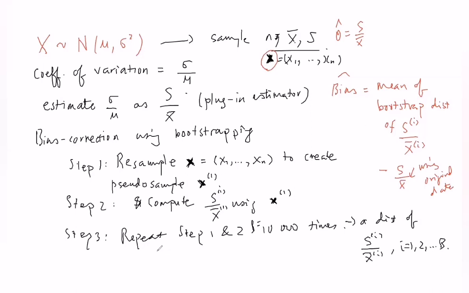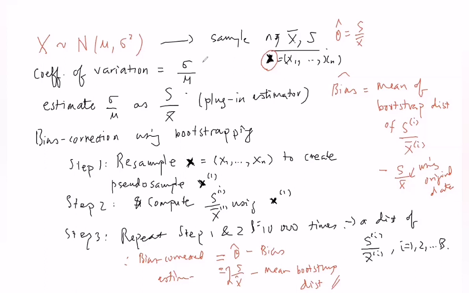All right, so therefore your bias corrected estimator is equal to theta hat minus bias, which is S over X bar minus this whole thing here. Since you have the same thing here twice, it's 2 times S over X bar minus the mean of the bootstrap distribution. So the procedure is actually very easy.